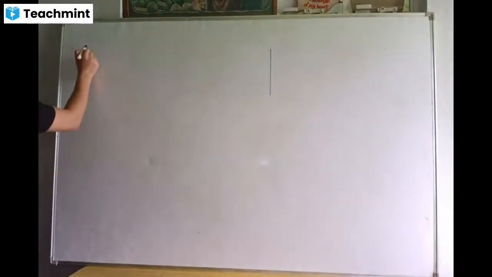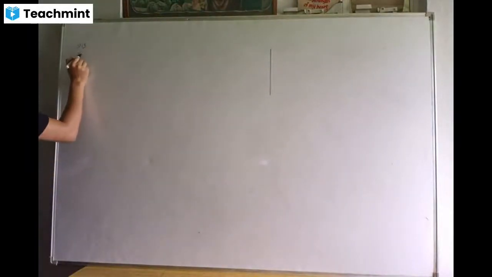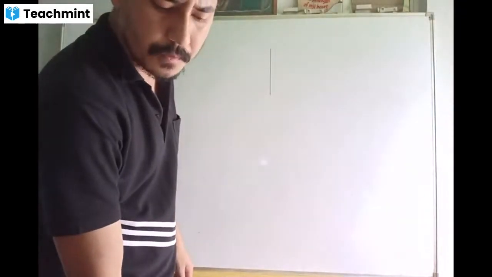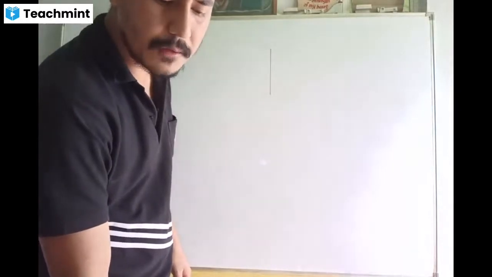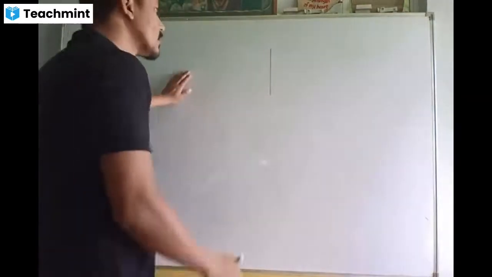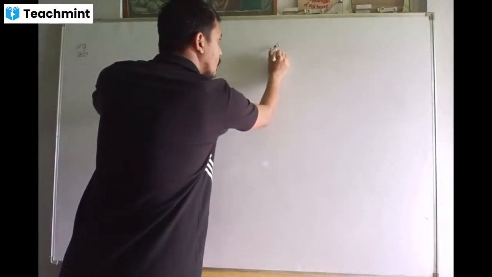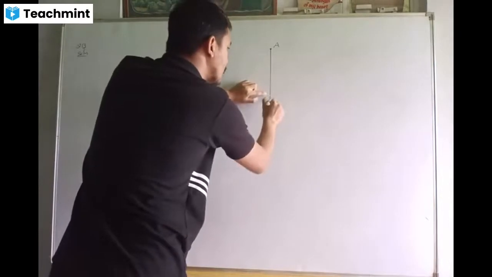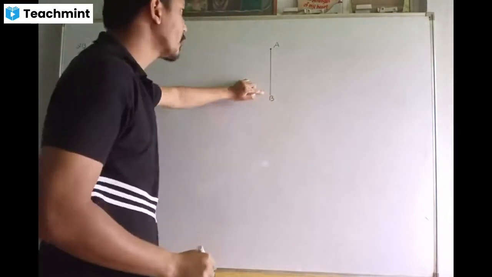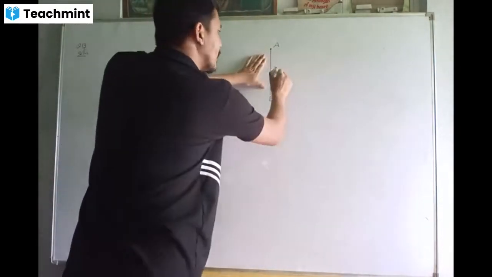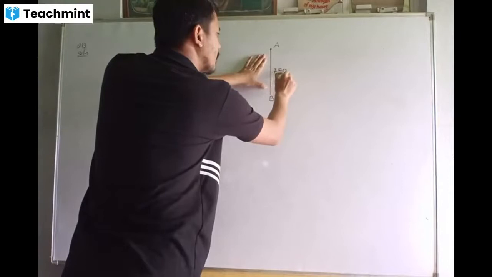So in this class, we are going to start with exercise 9.1, question number 13. If you have the textbook already with you, I have read the question as well. An observer from the top of a 75-meter high lighthouse. So an observer is at the top of a lighthouse. Suppose AB is the lighthouse. The observer is at the top of the lighthouse and the height of the lighthouse is 75 meters.